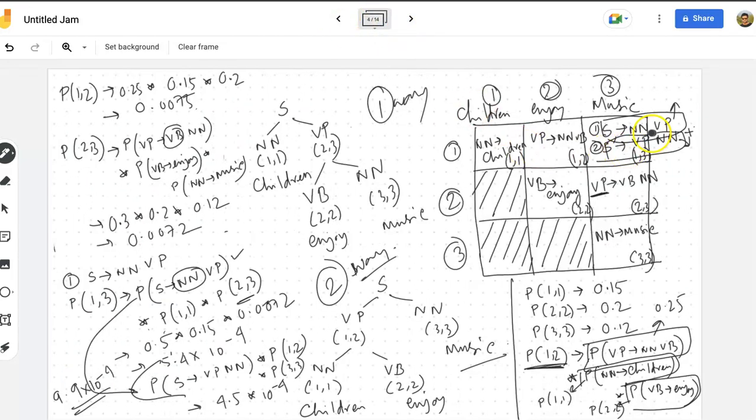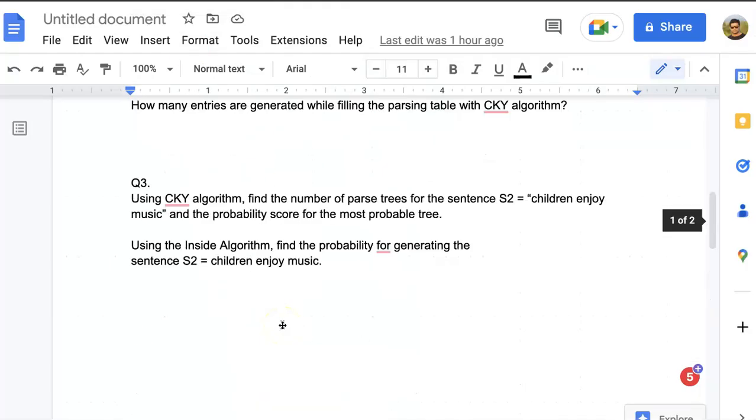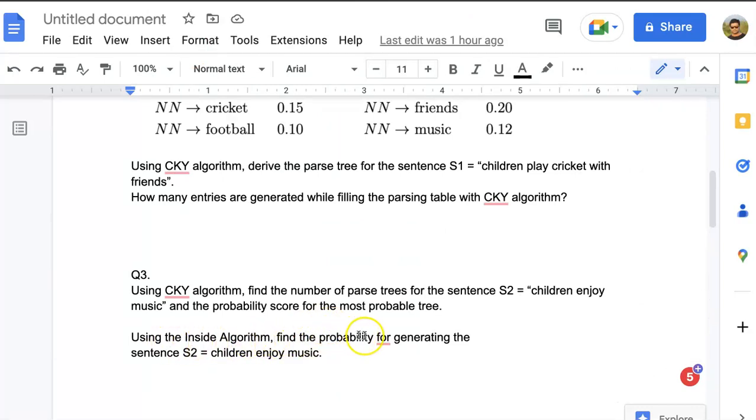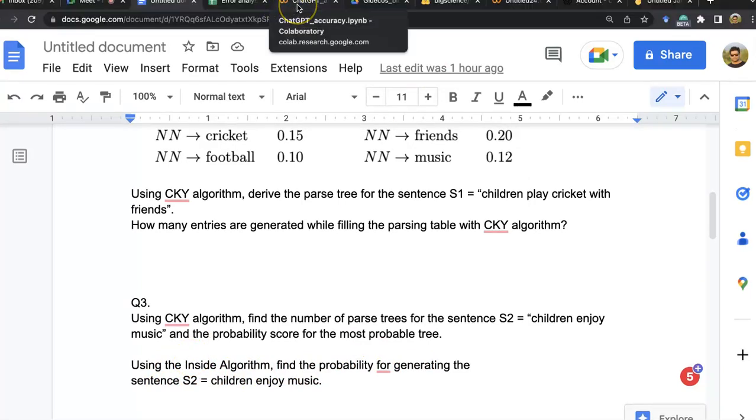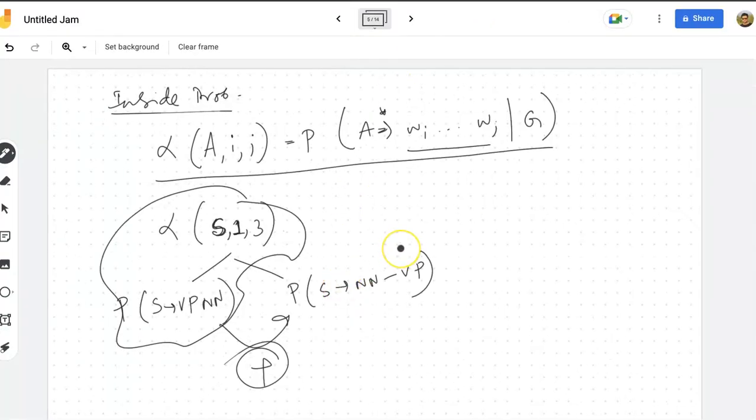As there are two different ways we can derive S, we are adding those two paths. In the question you can see they are saying, using the inside algorithm, find the probability of generating the sentence. So these are two different paths. If you go for the outside algorithm, that's kind of difficult, a tricky thing. But the inside algorithm is kind of easy. Given the grammar and the start and end symbol, what is the probability to get the sentence?